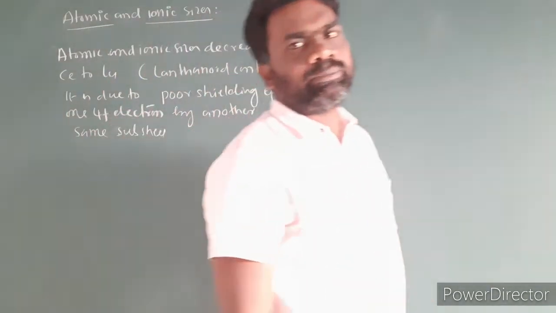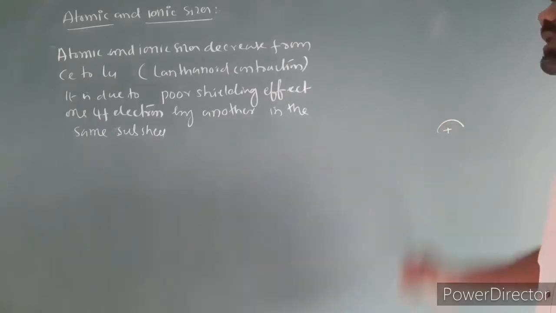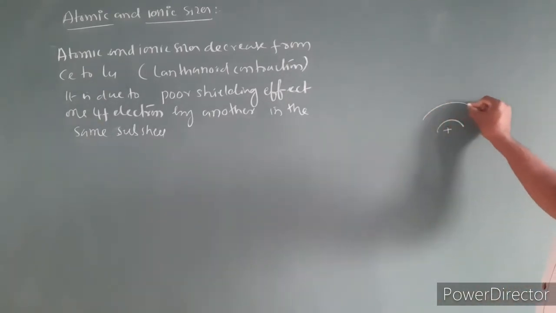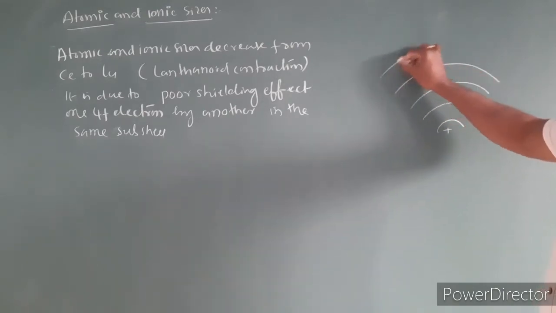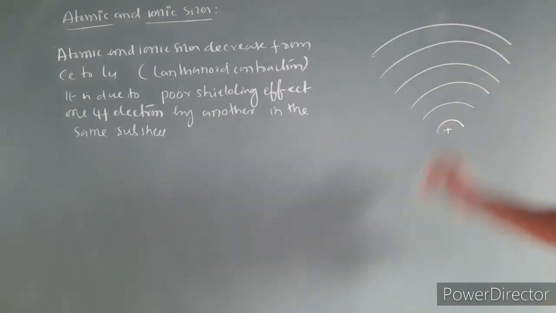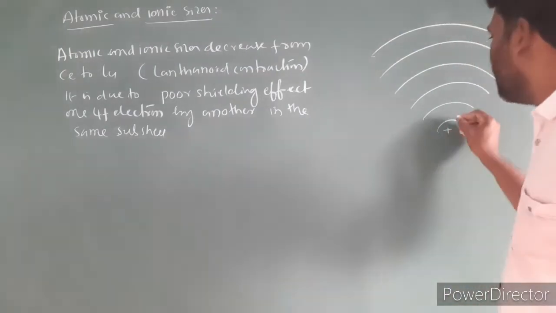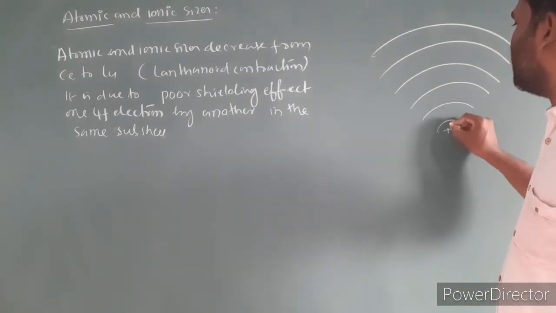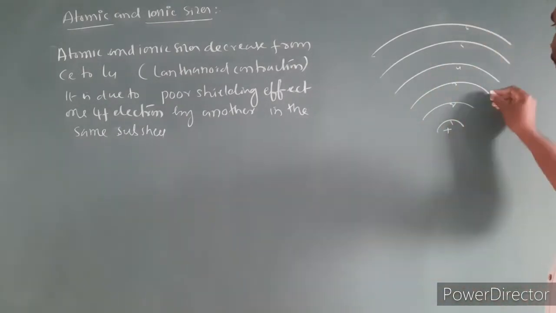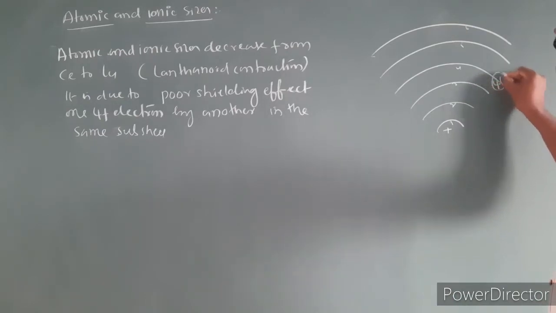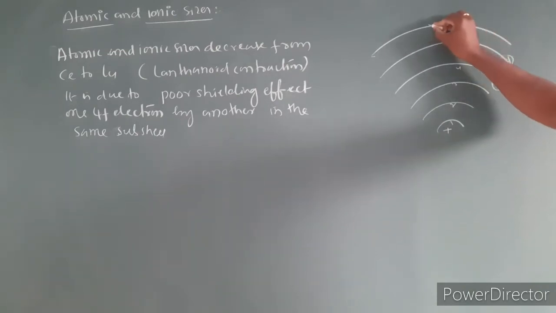What this point means is, suppose I'm taking this as the nucleus. Then this is the first shell, second shell, and so on up to the sixth shell. There are 6 shells present in the 4f series elements, n is equal to 1, 2, 3, 4, 5, 6. Here is the 4f orbital, and next, this is the 5d orbital.